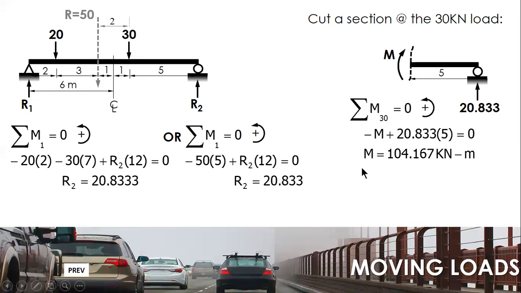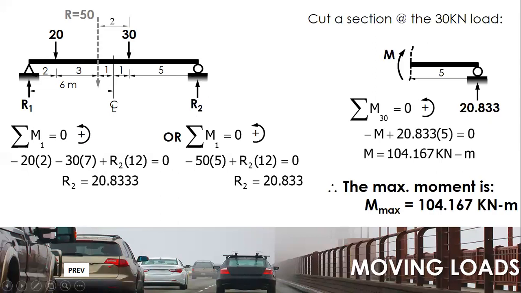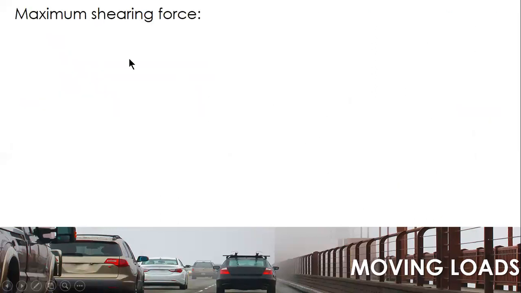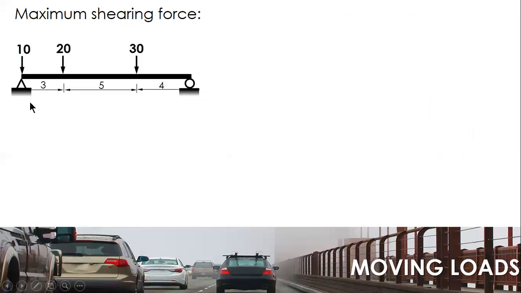You can do that if you want a direct solution; if you feel it is the maximum, okay. But if you want to be safe, test it so that you are sure. So the maximum moment is 104.167. The shear force is the same. You place the leftmost load over the left support for the first setup. For the second setup, you place the rightmost load over the right support, and solve for the reactions R1, R2.